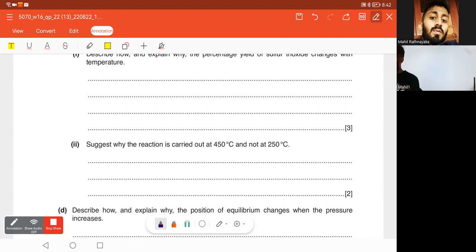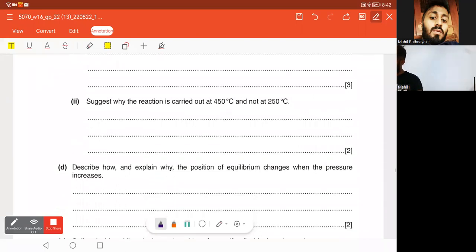Okay. Suggest why the reaction is carried out at 450, not at 250. At low temperature, the rate of reaction decreases. Therefore, fewer successful collisions occur.